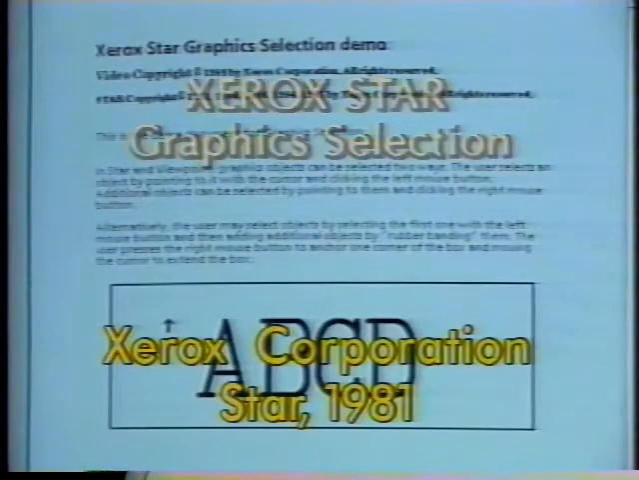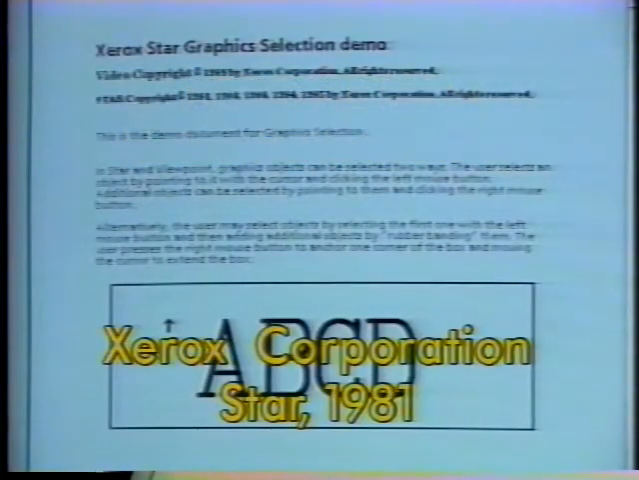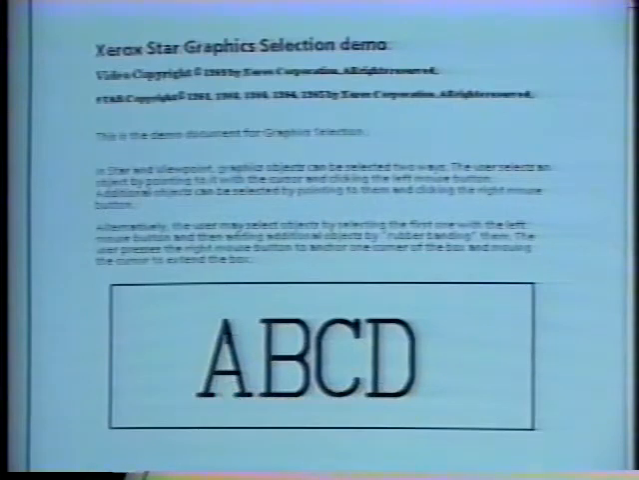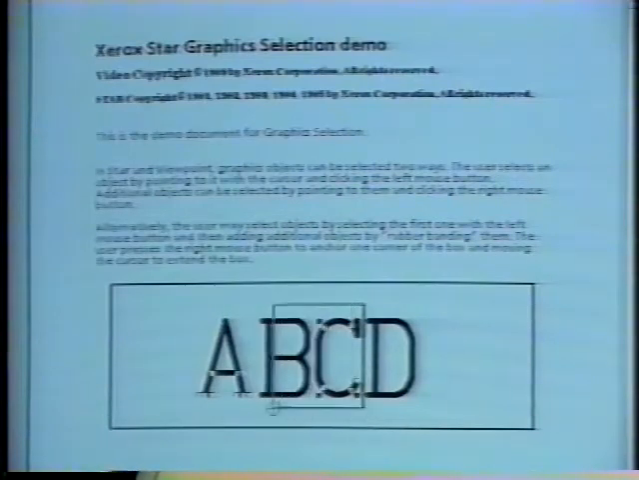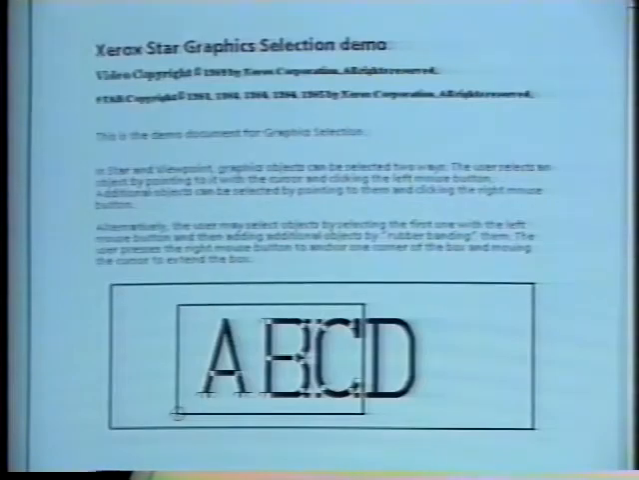In Star and Viewpoint, graphics objects can be selected two ways. The user selects an object by pointing to it with the cursor and clicking the left mouse button. Additional objects can be selected by pointing to them and clicking the right mouse button. Alternatively, the user may select objects by selecting the first one with the left mouse button and then adding additional objects by rubber banding them. The user presses the right mouse button to anchor one corner of the box and moves the cursor to extend the box.